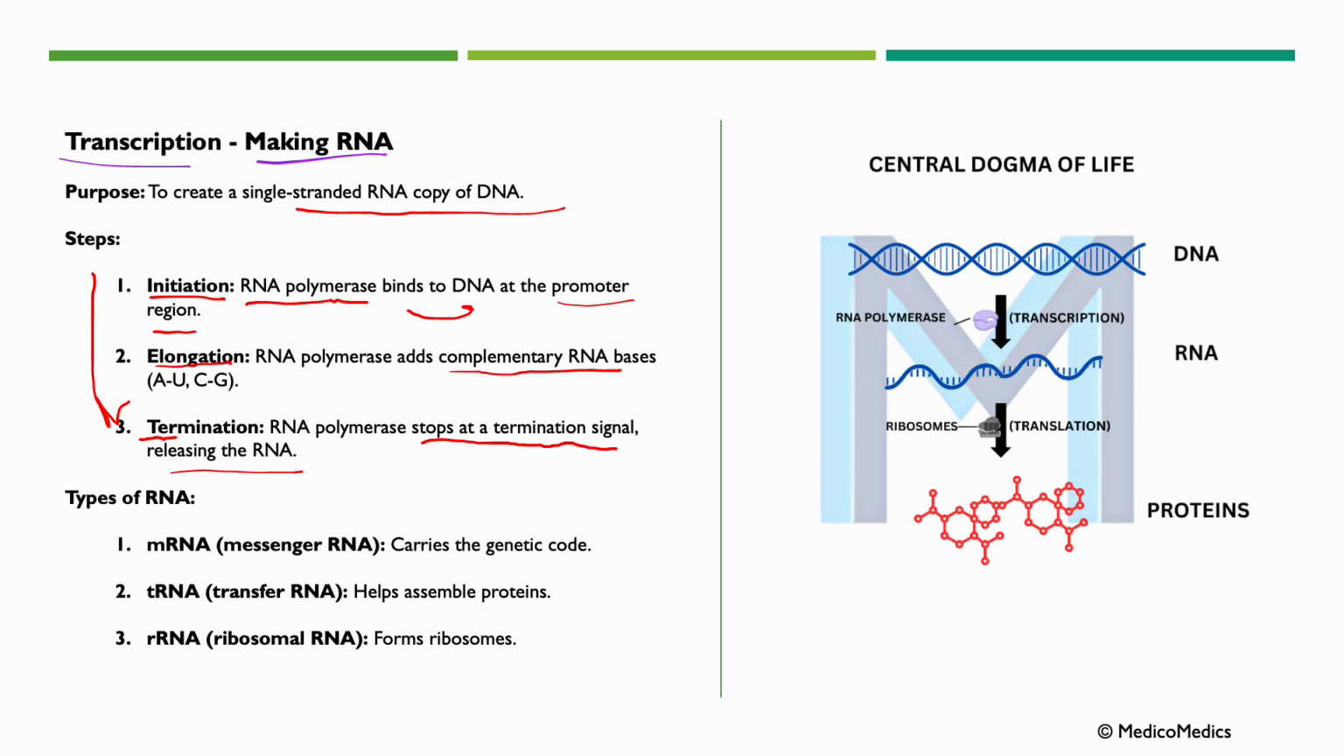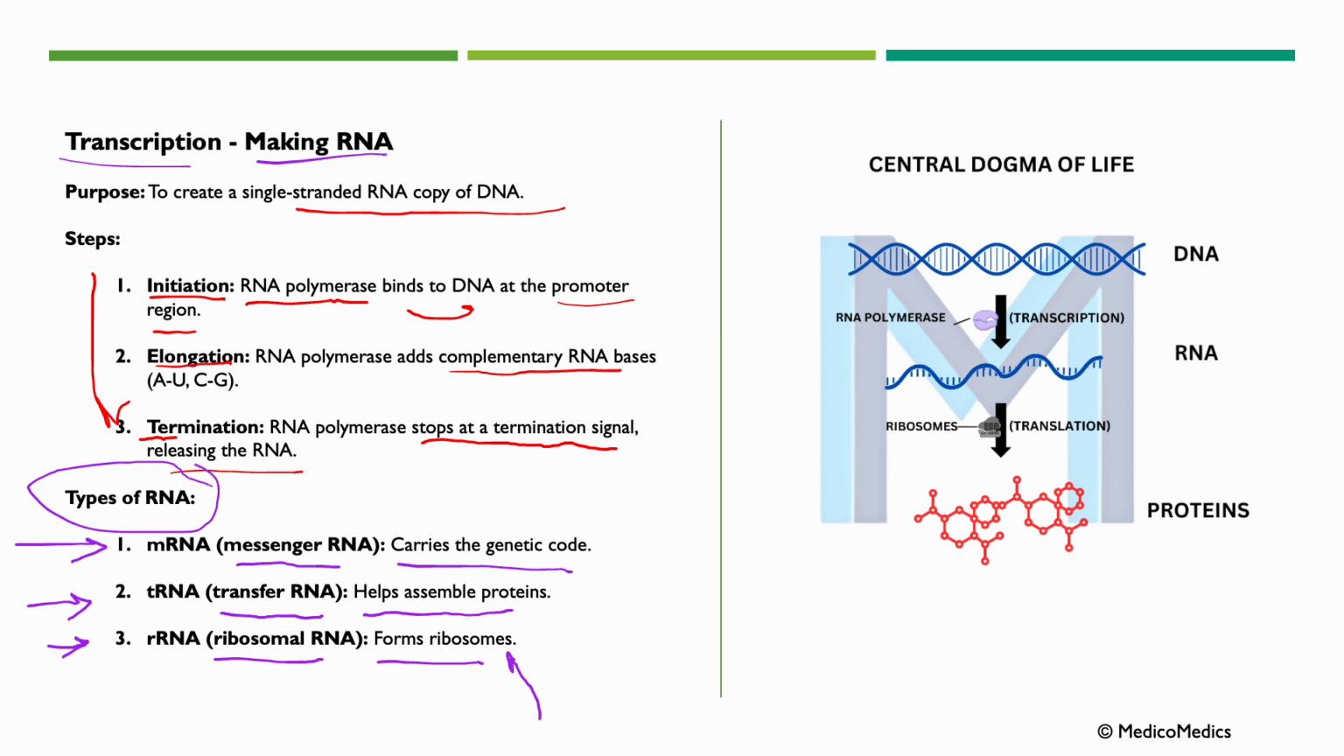Now we talk about different types of RNA. We have mRNA, which is messenger RNA. Messenger RNA carries the genetic code. We have tRNA, so transfer RNA. These help in assembling proteins. And then we have rRNA, or ribosomal RNA, which forms the ribosomes. And if you remember, ribosomes are protein factories.